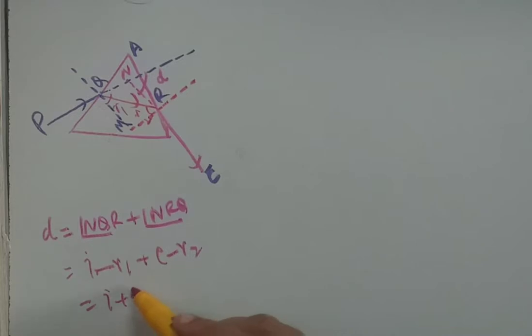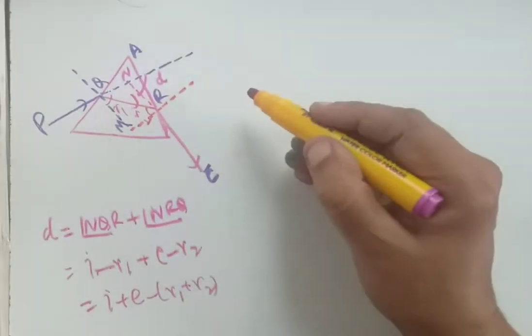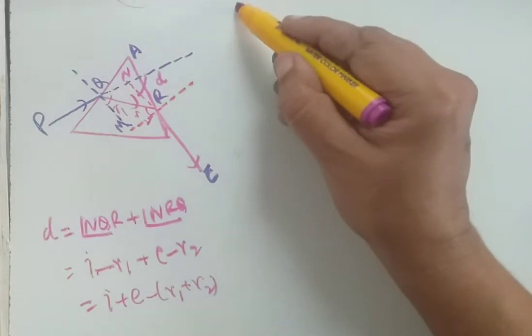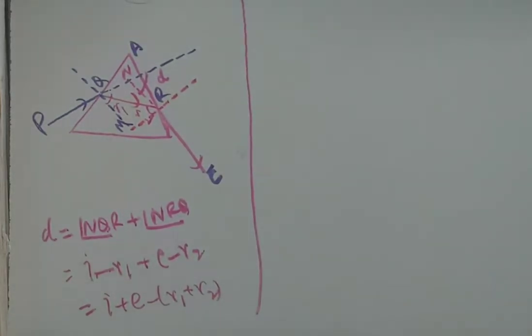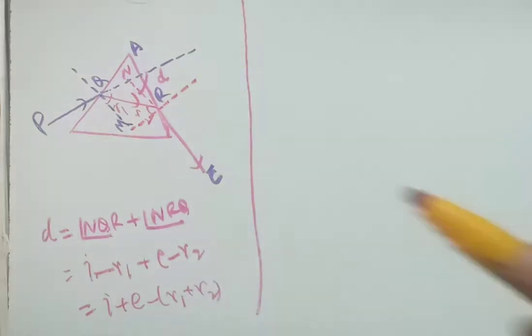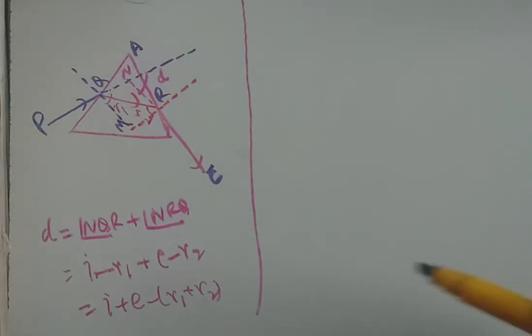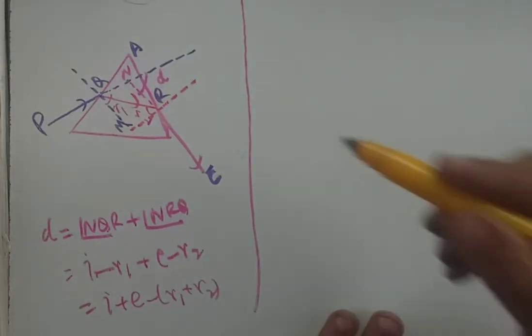D equals I plus E minus of R1 plus R2. This is the expression, but observe, we cannot get values of R1 and R2 to find the deviation as they are inside the prism. So what to do for that? We have to write down R1, R2 somehow in terms of known things. Here, apart from I and E, angle of prism A is also known. So we try to write down R1 plus R2 in terms of A.